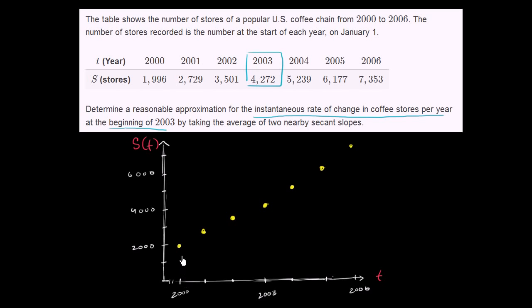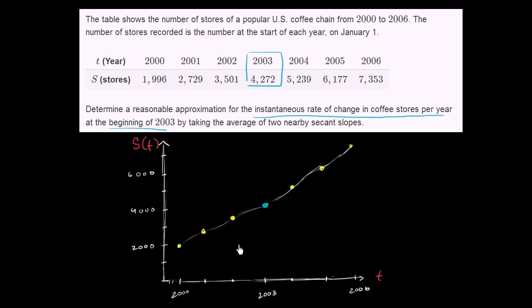So you see in the year 2000, there was 1,996 stores. 2003, 4,272 stores. Now, if you could imagine that they're constantly adding stores, you could even imagine minute by minute they're adding stores. So this is just sampling what the number of stores they had on January 1. But if you were to really plot it as a more continuous function, it might look something like this. My best approximation might be some type of curve that looks something like this. And once again, I'm just approximating what it might actually look like.